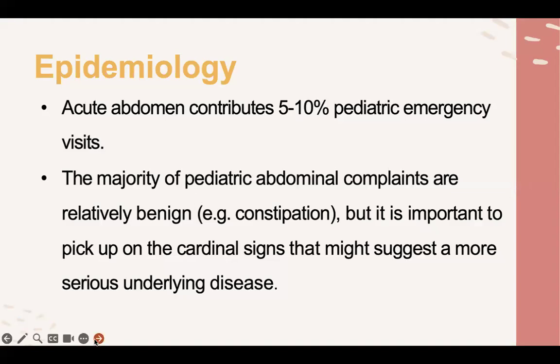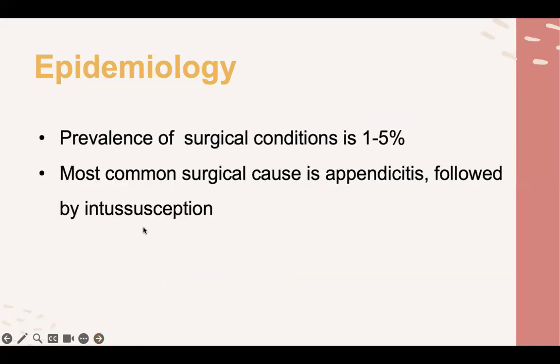It contains both surgical and medical conditions. Most of them are medical conditions and benign. They resolve with mild interventions. When it comes to surgical conditions, the prevalence is 1 to 5% of all acute abdomen. The most common surgical cause is appendicitis, followed by intussusception.